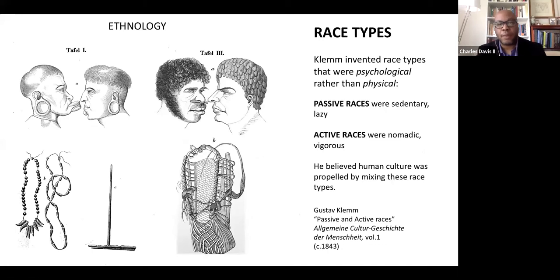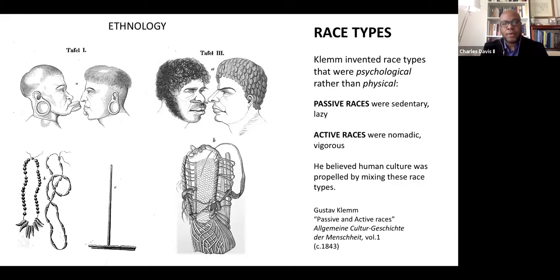And here's an example that influenced the German architect Gottfried Semper, Gustav Klemm. And this is an example of ethnology now. So now we're looking at different civilizations facing off with one another. But here, as if it were an engine to cultural change and development, what we have are the lighter skinned races and the darker skinned races categorized psychologically as either passive races or active races.